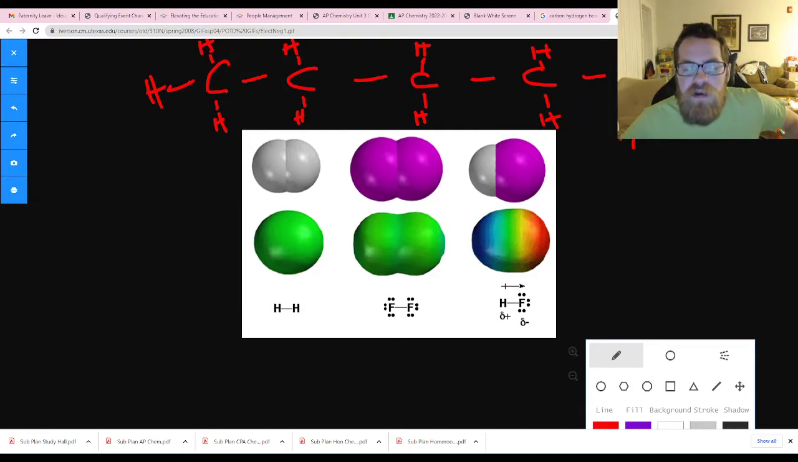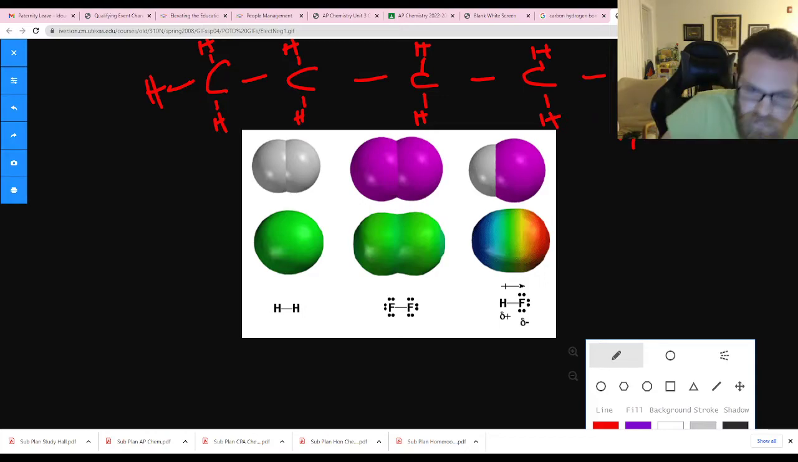And so it's not nearly as strong as the others because it's induced and then it goes away after a moment, and it's all based on statistics of whether or not it actually happens. So London dispersion forces are generally the weakest intermolecular force.